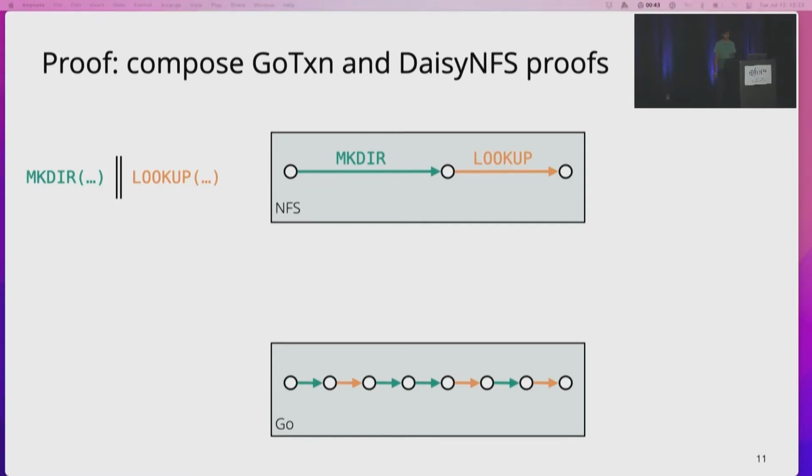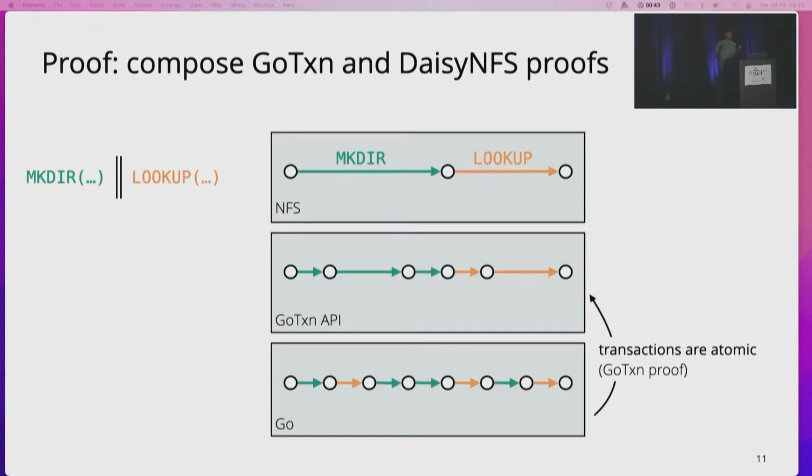So the way the proof works is it first uses a lower level specification for GoTxn to show that there exists an atomic execution of the transaction bodies. So this is not yet the specification, but at least they're executing atomically. And then because of this forward simulation, it's a completely standard sequential argument that these behave as the NFS protocol says.